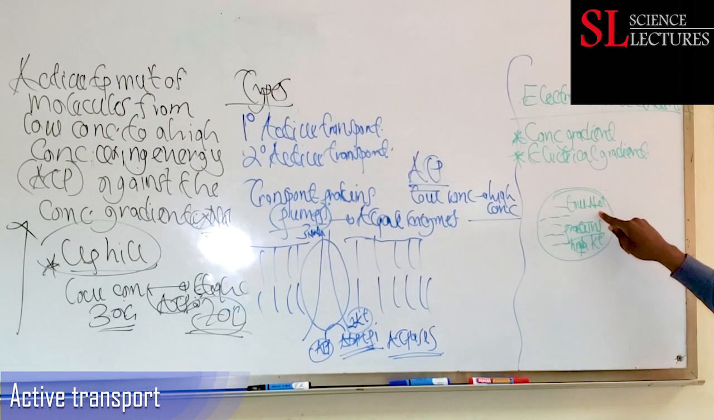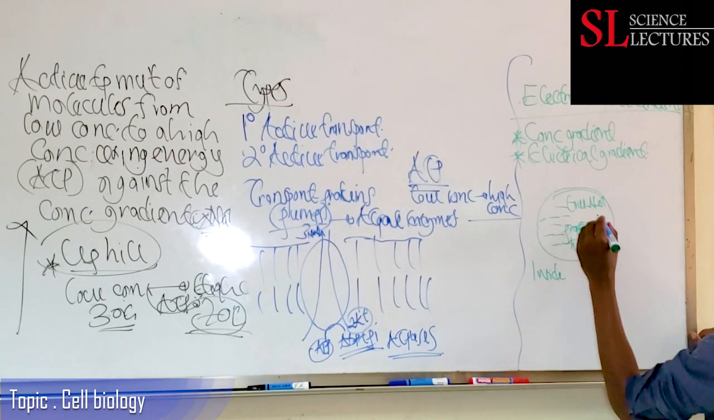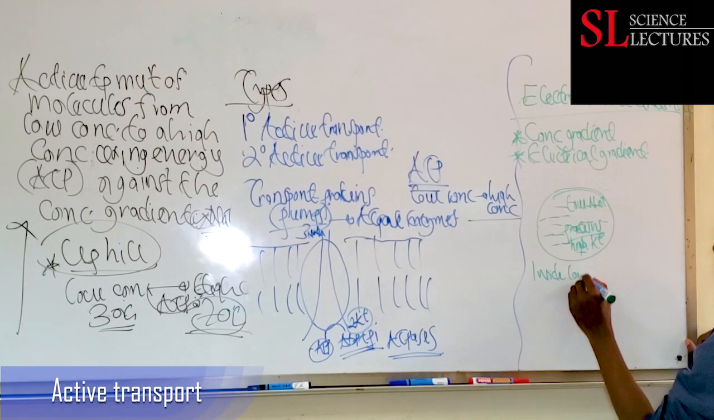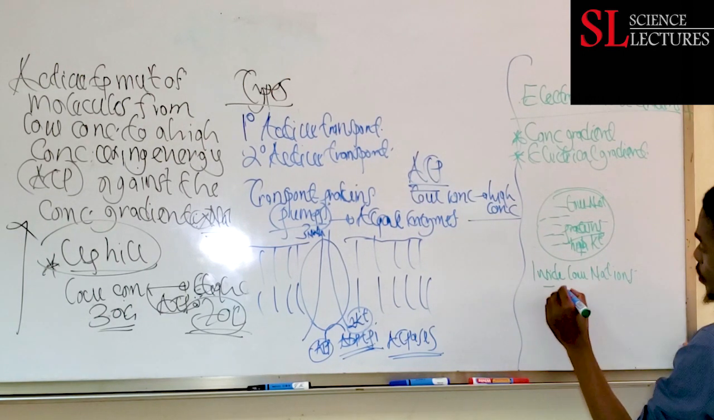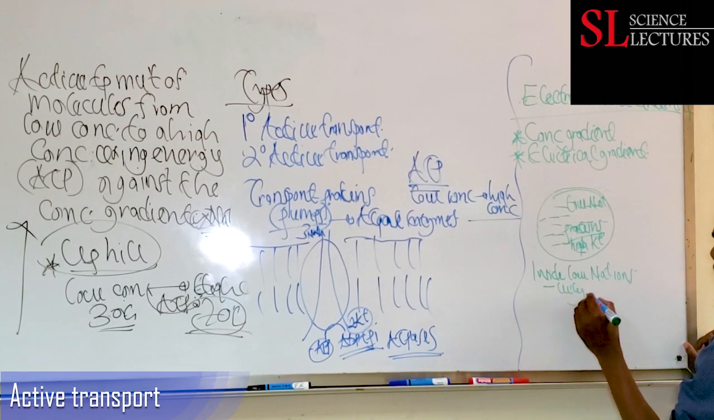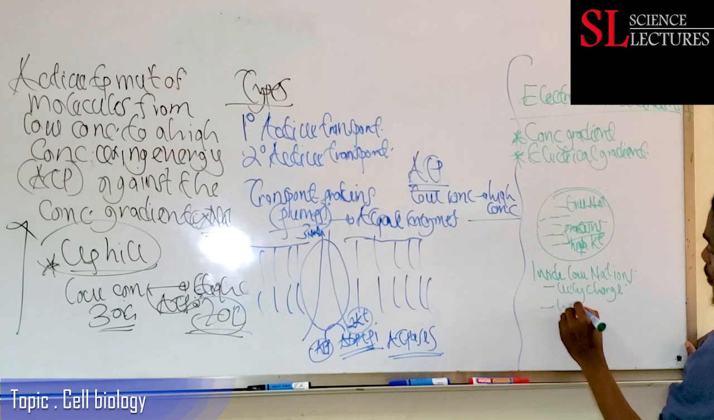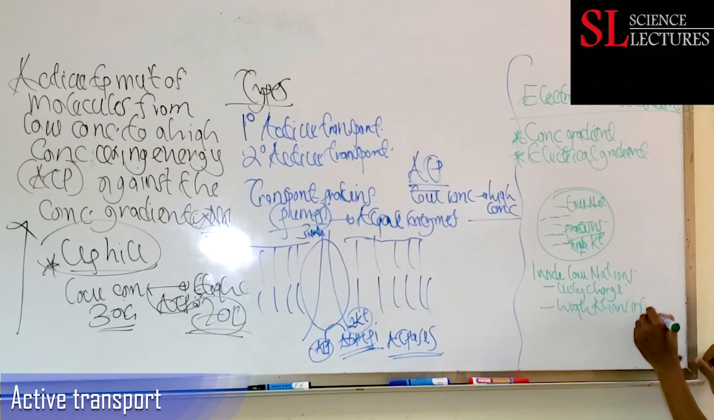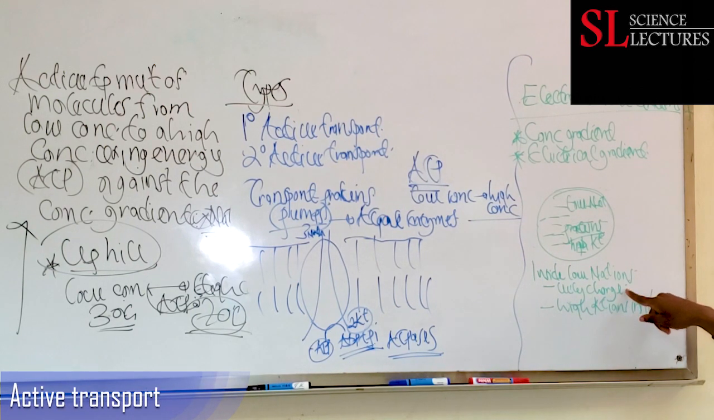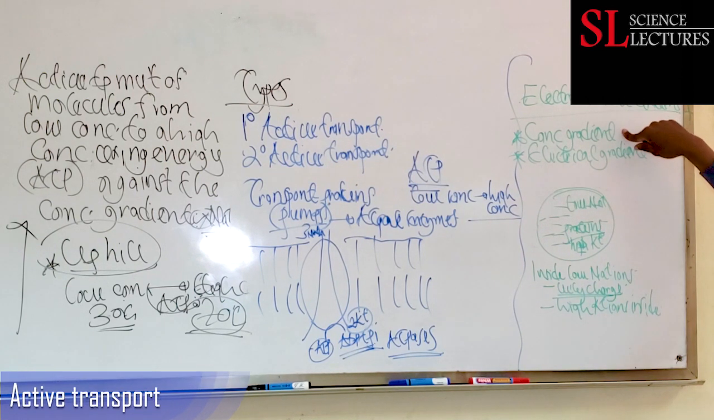In other words, inside our cell, we have low sodium ions, but we have a negative charge. Inside is negatively charged. But we also have high potassium ions inside the cell. So the negative charge is what we refer to as the electric gradient, and the concentration of the ions gives us what we call the concentration gradient.